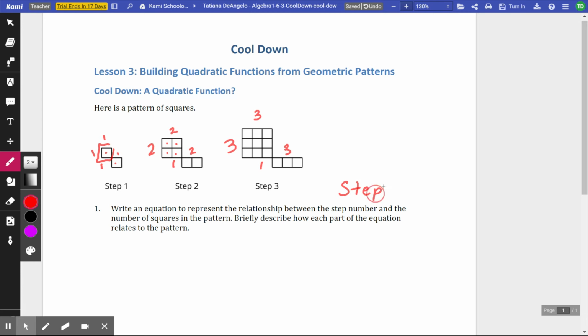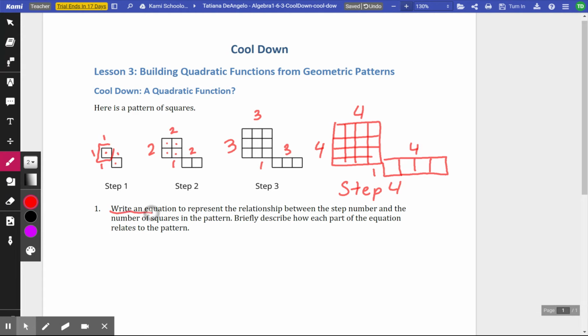So step 4, I think I'm going to have a 4x4. 1, 2, 3. So I have a 4x4. But now I also know, because this is a 1x1, this is a 1x2, it's a 1x3, it's going up by 1 each time, that this is still going to be a 1 in terms of the row, but it's going to have 4 columns. So that is me using what I have, looking at them, trying to see what they have in common to create the next step. And that is how I'm going to write an equation.